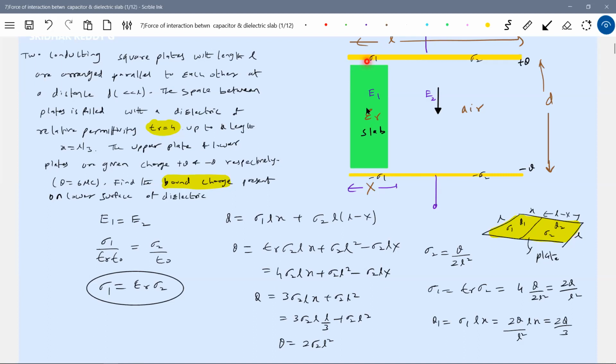Now we know if a charge is present on a plate where the dielectric slab is there, how to get the induced charge on the slab? That is what he's asking. The charge on the dielectric slab is called a bound charge. The charge on a plate is called a free charge. These are the conventional terms used in capacitors.